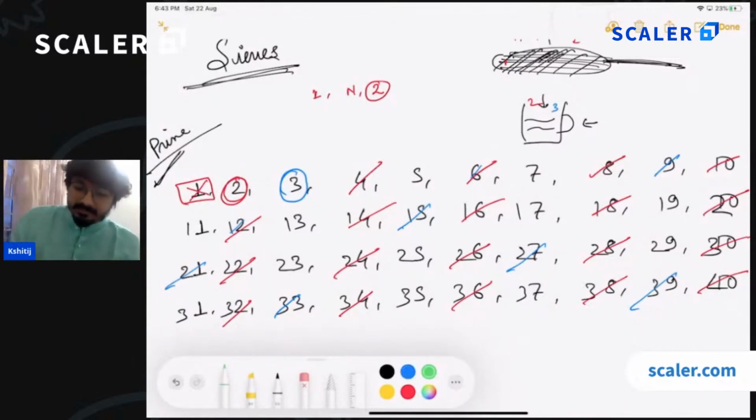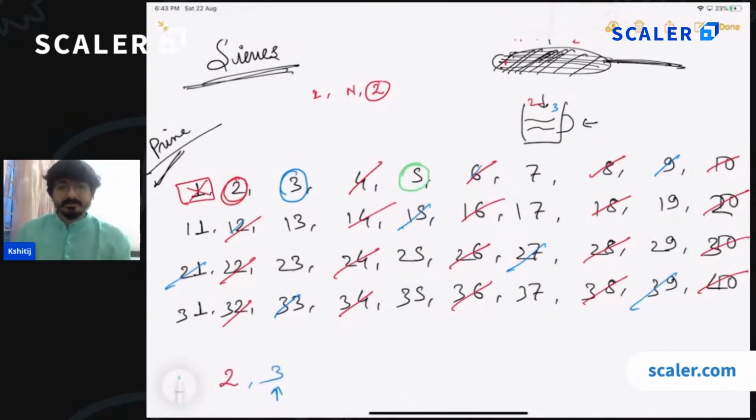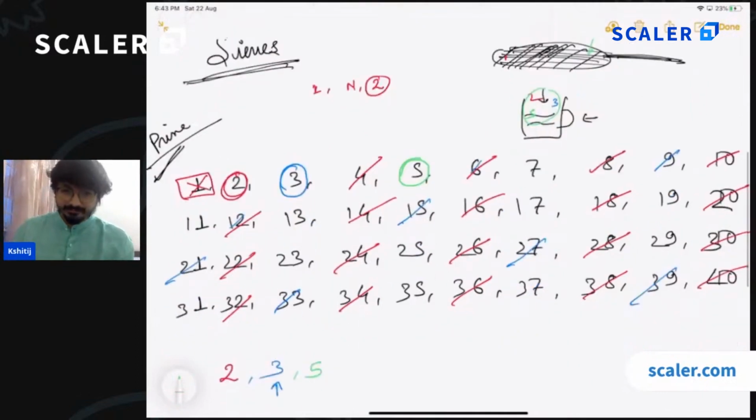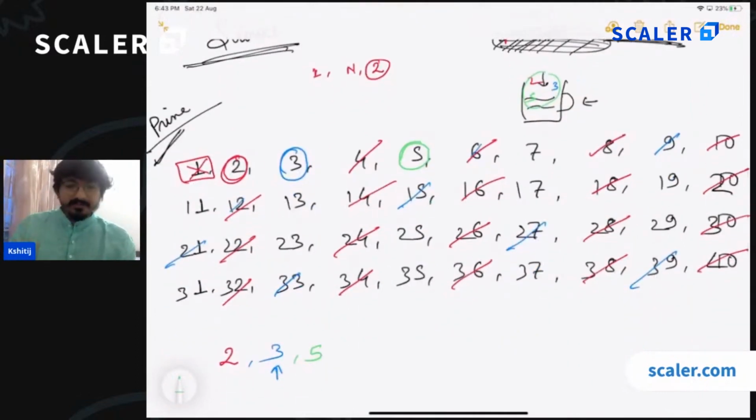The next available number is 5, right? So I can say that 5 is also a prime number. So out of all these numbers, we have till now filtered out 3 prime numbers, right? So now 5 has come. Any multiple of 5 will never be a prime number, so all the multiples of 5 will also be removed.